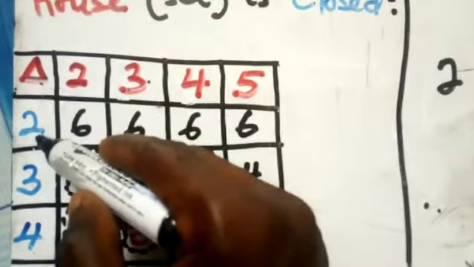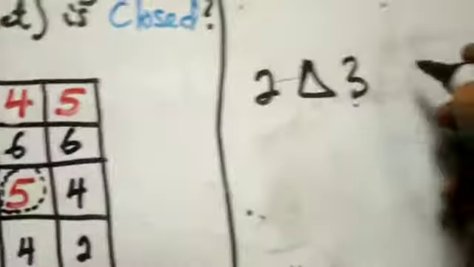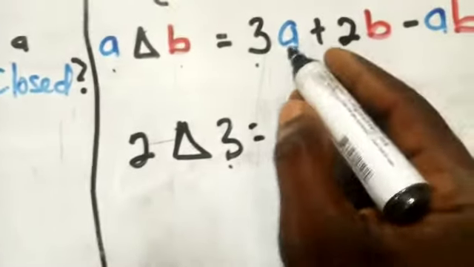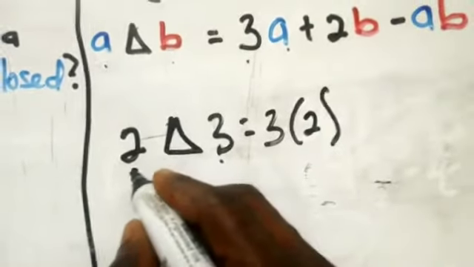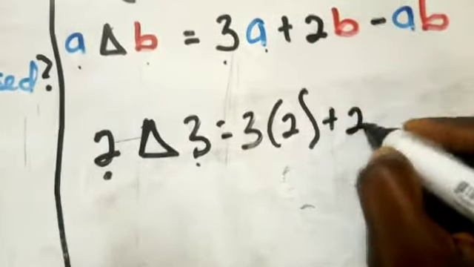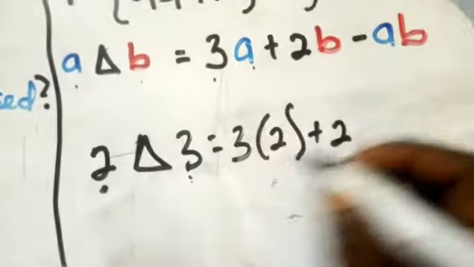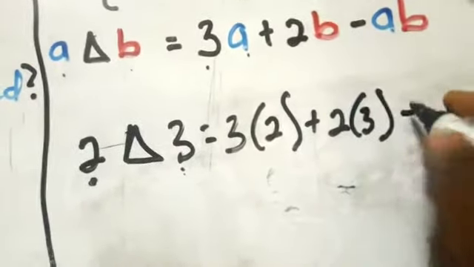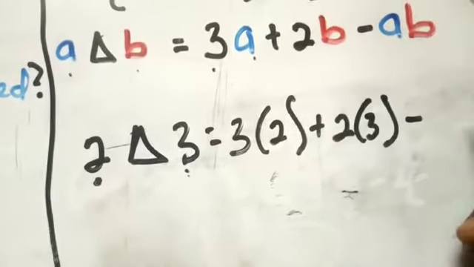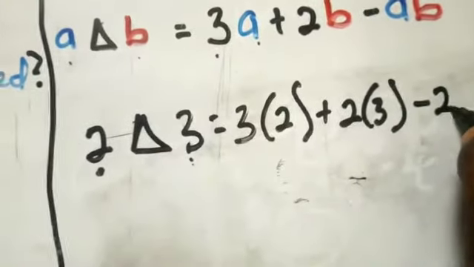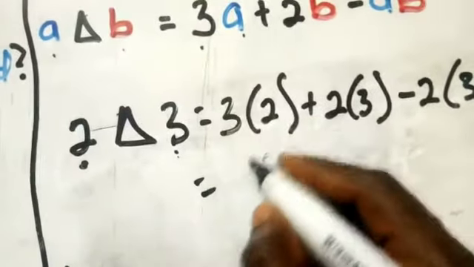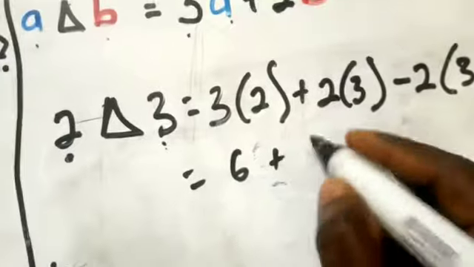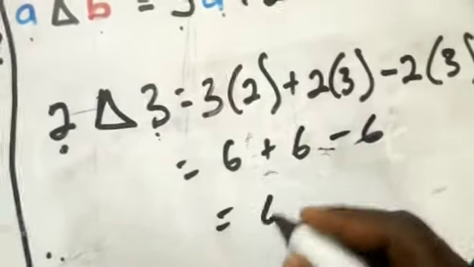So the first person is 2, the second person is 3. They say you should combine them by multiplying the first person by 3. So 3 multiplied by the first person, which is 2 here. Can you see that? 2, and then plus 2 multiplied by the second person, which is 3, minus the first person multiplied by the second person. So the first person here is 2 multiplied by the second person, that is 3. When you do this calculation, you can see that here is 6 plus 6 minus 6. The answer is 6, right? So that is how we got another 6.